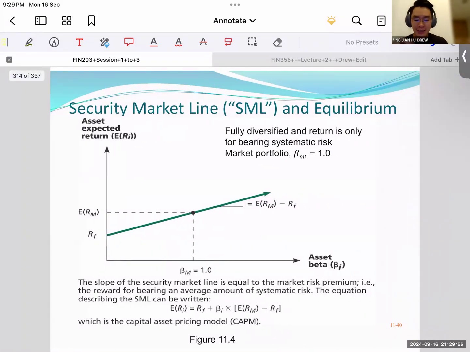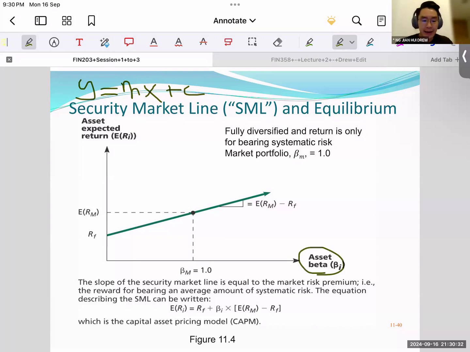Okay, so this graph is very complicated, but let's try to make it easy for you. Let's dissect this, and it's very important to understand this graph. Question: what is the equation of a line? This is your secondary school. Anyone can recall? Equation of a straight line. Y equals mx plus c. You're right. Perfect. So we have a graph plotted here. We have different betas measuring systematic risk, and then we have the return. Recall I mentioned that there are two important beta numbers that we didn't know. What is the market beta?